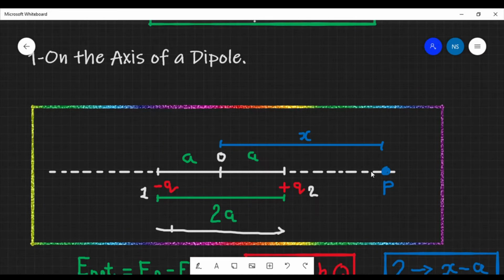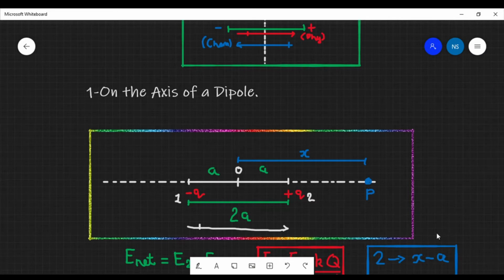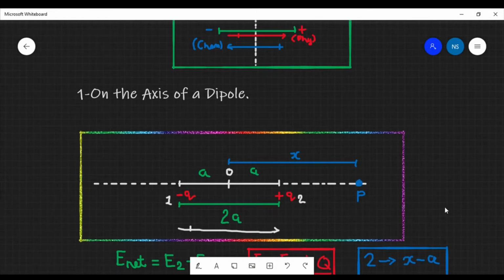Okay, and this point P is distance x away from the center of this dipole. The center of this dipole is this point O. So from this point O to P, the distance is x. So now we have to find the electric field on this point.